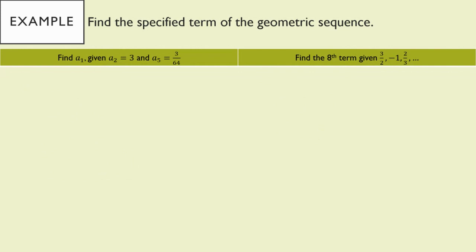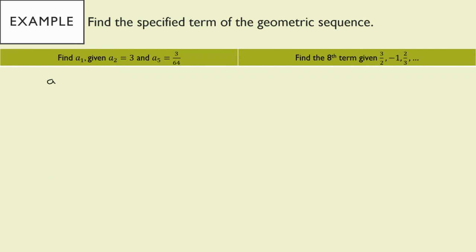Here's something, now these are going to be tricky. These are going to involve some thinking here. Find the specified term of the geometric sequence. For the first example, find A1 given A2 equals 3 and A5 equals 3/64. So we're not given R, we're not given A1. All we know is A2 and A5, and we want to know what A1 is.